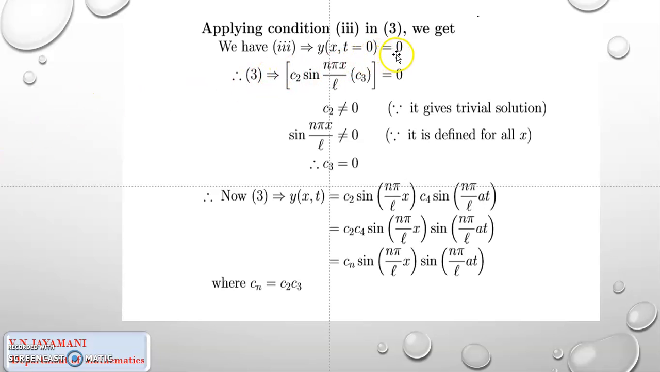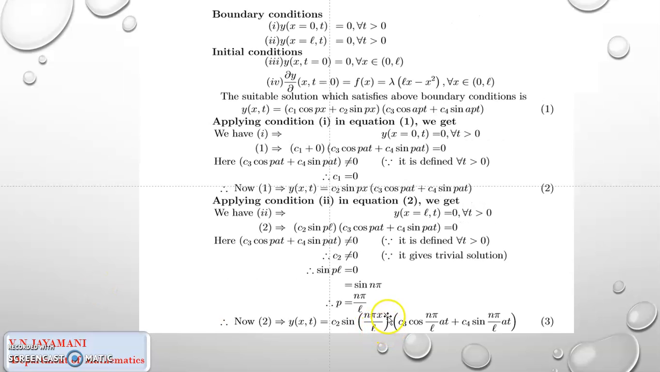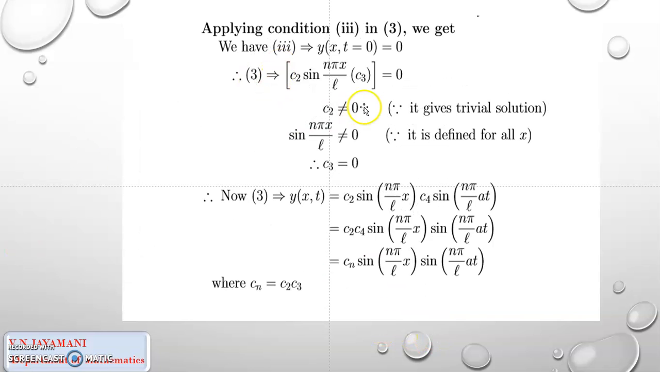y of x comma 0 is equal to 0. So for y of x comma 0, we have to apply t is equal to 0. Then sin 0 value is 0 and cos 0 value is 1. So we get the result C2 C3 sin n pi x by L, into C3 alone, C3 C2 sin n pi x by L equal to 0.